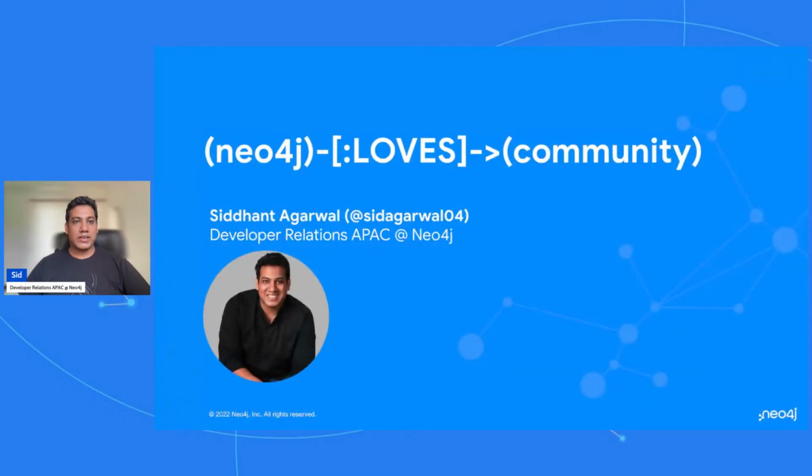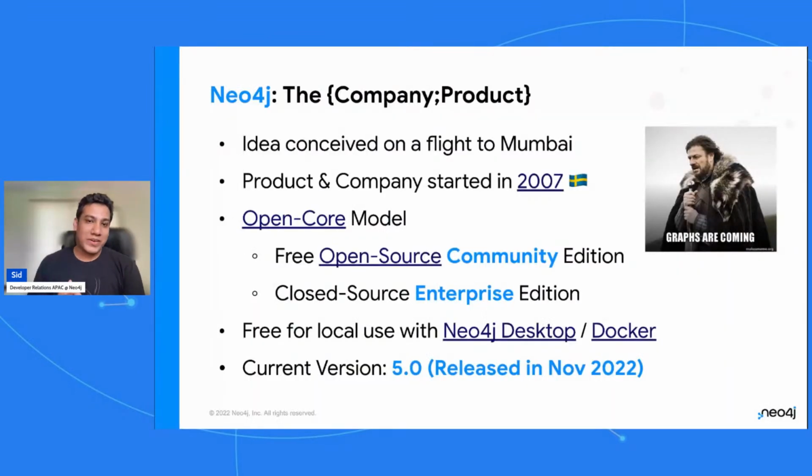I'm assuming that people already know about Neo4j, but for those who don't, Neo4j has a lot of Indian connection, which I'm really proud of, because the idea was conceived on a flight to Mumbai. It was way back in 2007 when the company and the product started, as an open source community edition and then pivoted to a cloud source enterprise edition as well. So we're in an open core model at the moment. You can use us on Neo4j Desktop or the Docker image as well. We are available on Google Cloud, Azure, and AWS. We launched Neo4j version 5 last year in November 2022. Well, that's a quick brief on what Neo4j is. I'm not going to bore you with the background of Neo4j. I'll leave it for you to find on Google, on our website, neo4j.com.